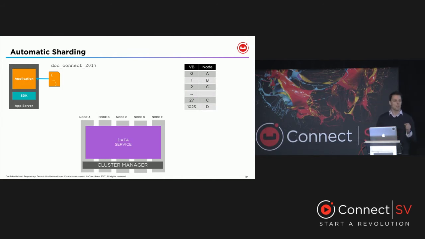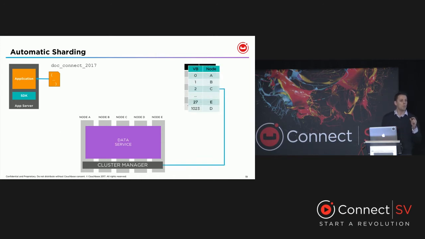And what this means is that there's a new map. There's a new set of instructions for which shards live on each node. So again, the cluster manager will push this new version of the map. And so having added a new node into the cluster, when your application wants to read or write that document again, it goes through exactly the same process.